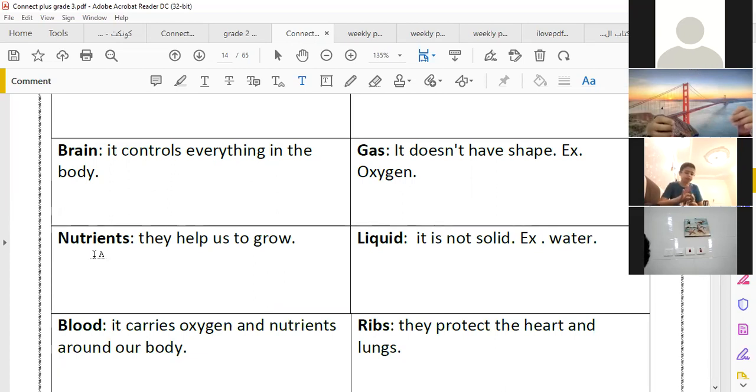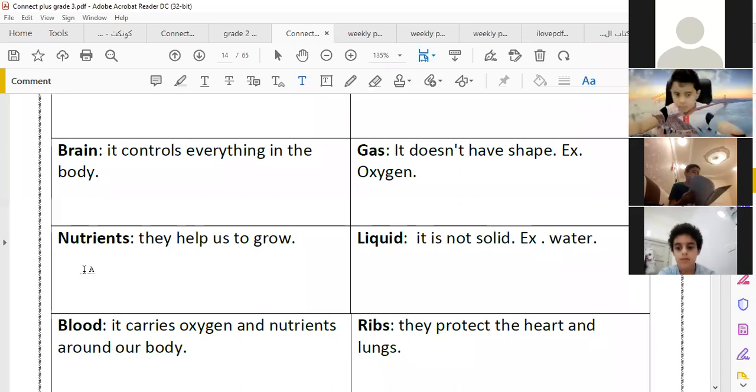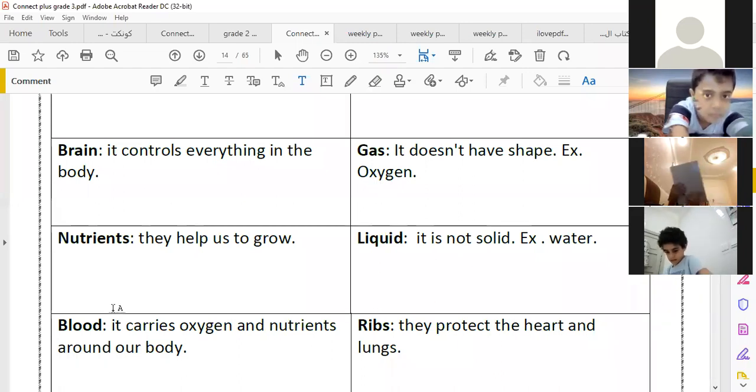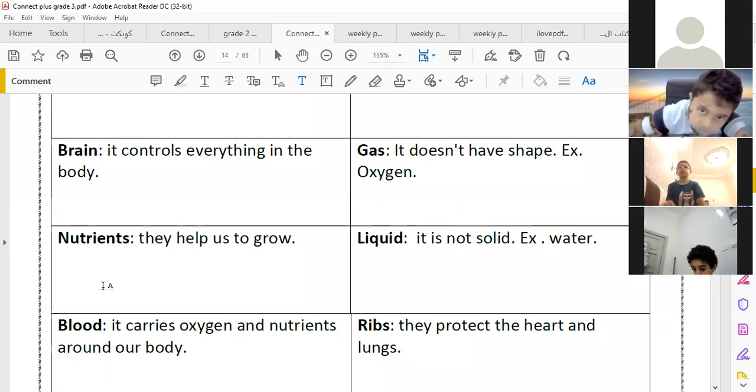Marwan Rafi. Yes, Marwan. I don't have the Connect Plus paper. This is the booklet, Marwan. Okay, Marwan. Don't open it. Look at the screen only. Look and repeat only.